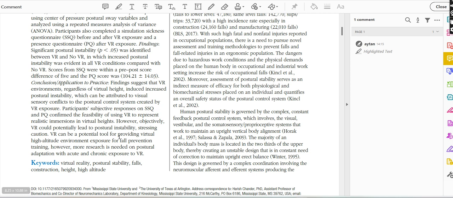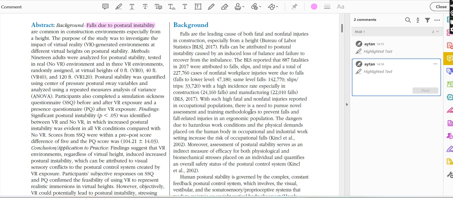VR can be a potential tool for providing virtual high-altitude environment exposure for fall prevention training. However, more research is needed on postural adaptation with acute and chronic exposure to VR. Keywords: virtual reality, postural stability, falls, construction, height, high altitude.